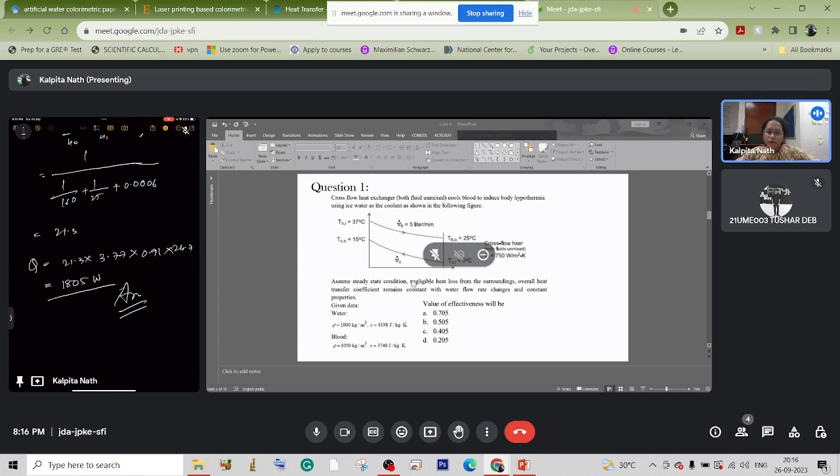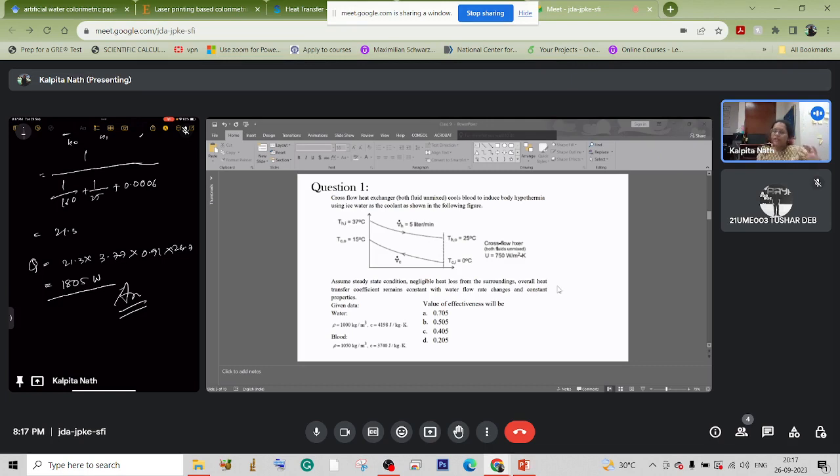And we have to assume steady state condition, and the overall heat transfer coefficient is given as 750 watt per meter square Kelvin. The overall heat transfer coefficient remains constant with water flow rate changes, and properties are constant. Now, the given data includes density and heat capacity for water, and for blood also, and we need to find out the value of effectiveness. I'll give you 2 minutes to solve this, and then we'll proceed with the solution.